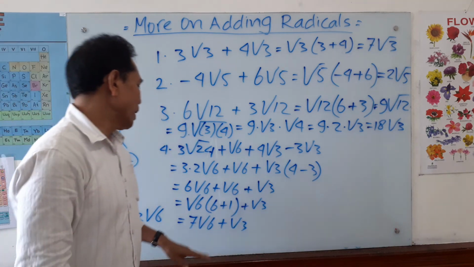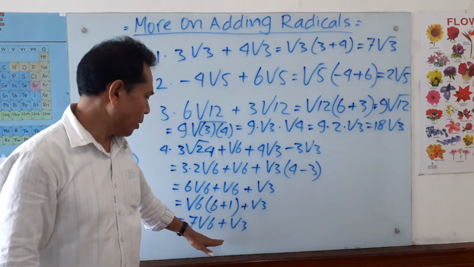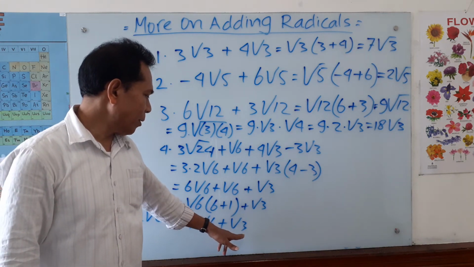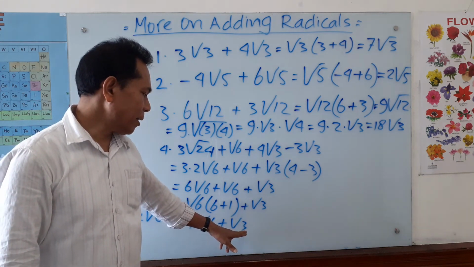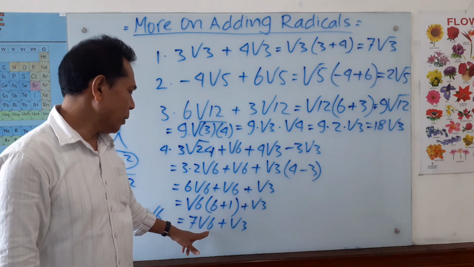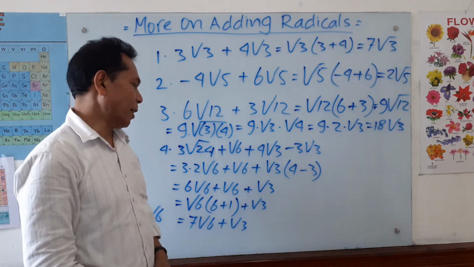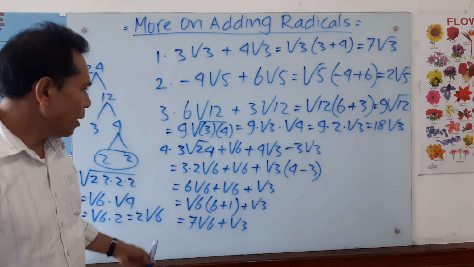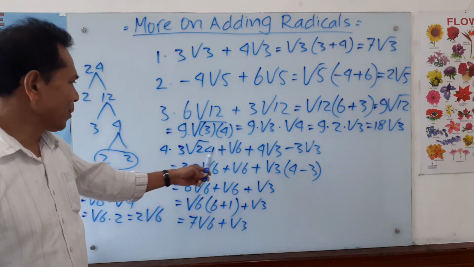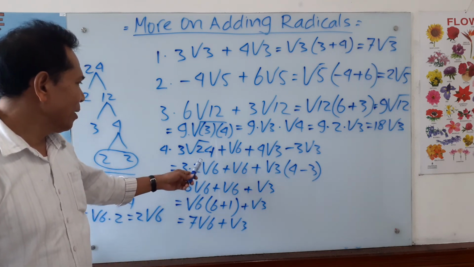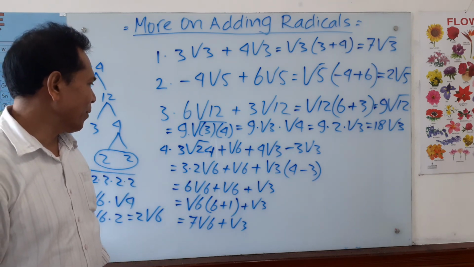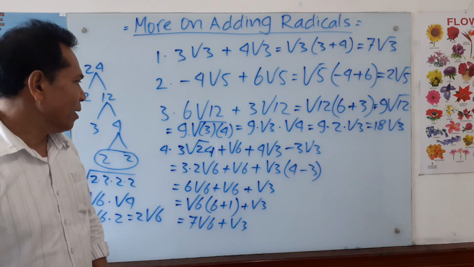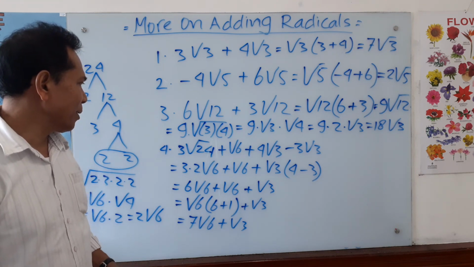Now, we cannot add this because the radicands are different here. Unlike radicands, this one is 3, this one is 6. So we leave like that. That's your final answer. So number 4. See how we work. That's a long way, because we have some big numbers here, 24 here, to simplify first before we do the rest.